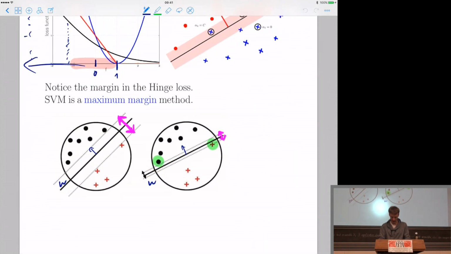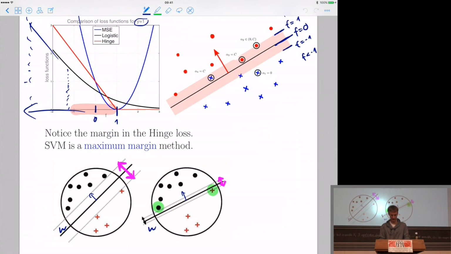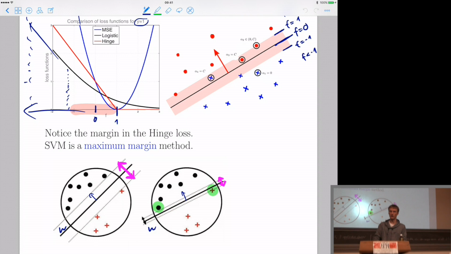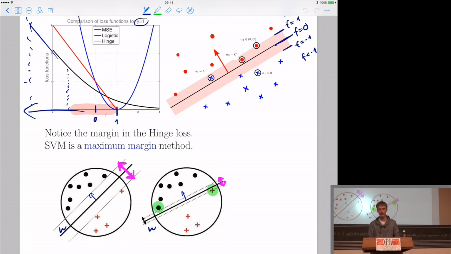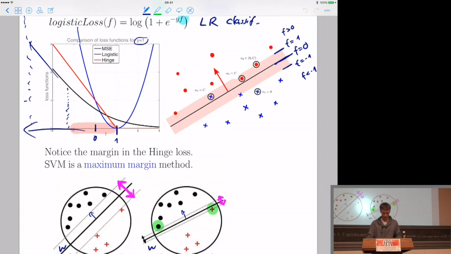Okay, so that was the intuition, right? Left is a very good W, right is a bad W, and actually both of them have zero cost. The left one has 0 points inside the margin, and the right one also has 0 points inside the margin. Both of them have 0 cost, but one of them has a very bad margin, the one on the right. And yeah, we discussed these cost functions quite in detail.